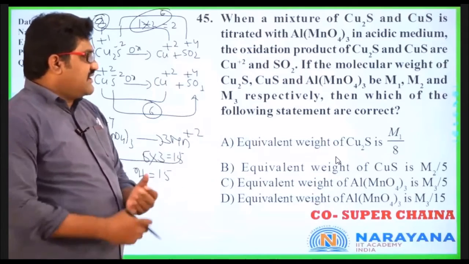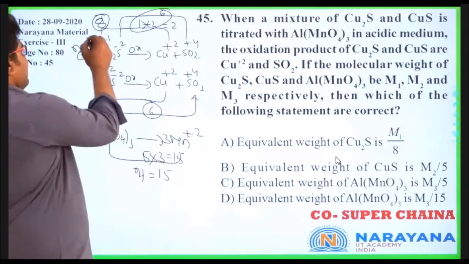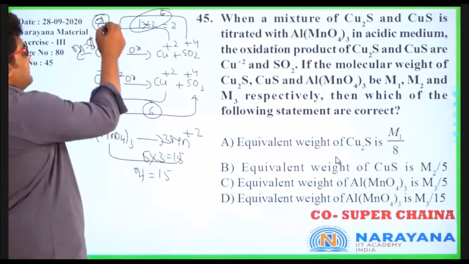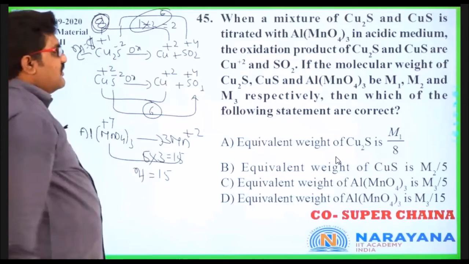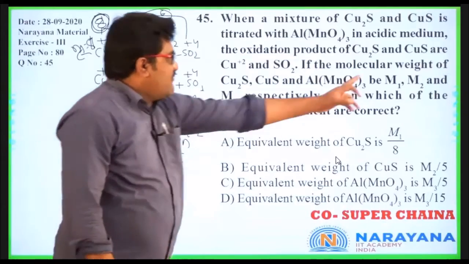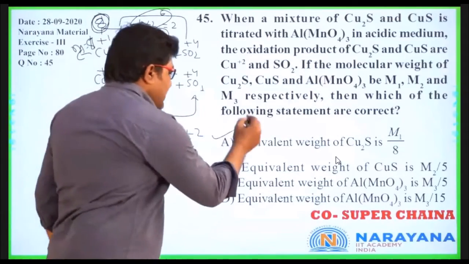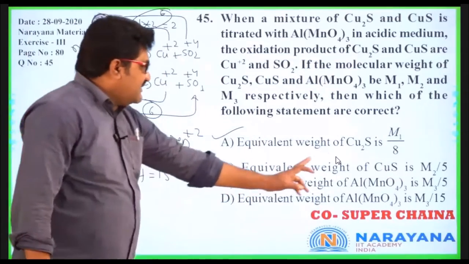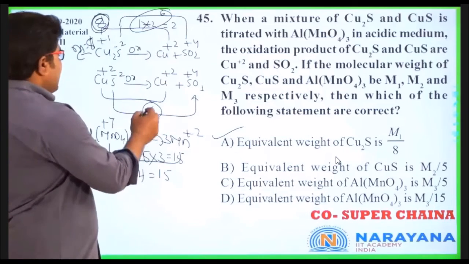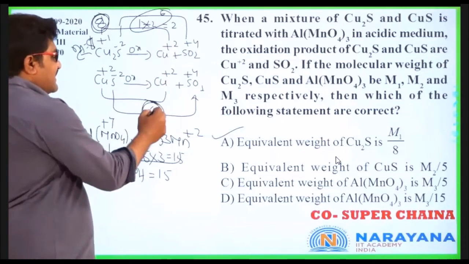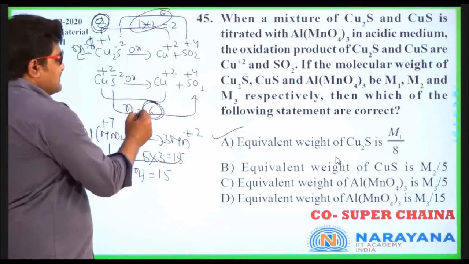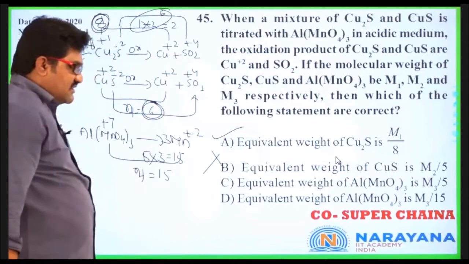Okay, equivalent weight of Cu2S. What is the equivalent weight here? N factor is 8. So molecular weight M1 by 8. So A is the correct one. Equivalent weight of CuS. What is the N factor for CuS? N factor is 6. So this is the wrong statement.